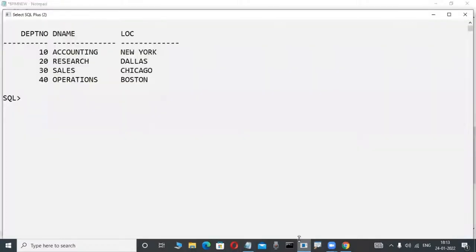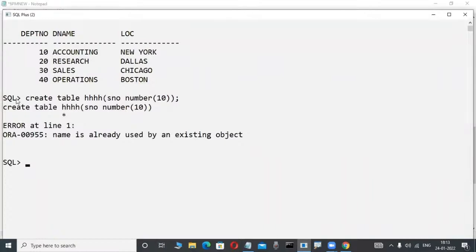Suppose you are creating a table or anything in your database, for example. Suppose I'm creating a table like this. Whenever I'm creating a table, now observe here.